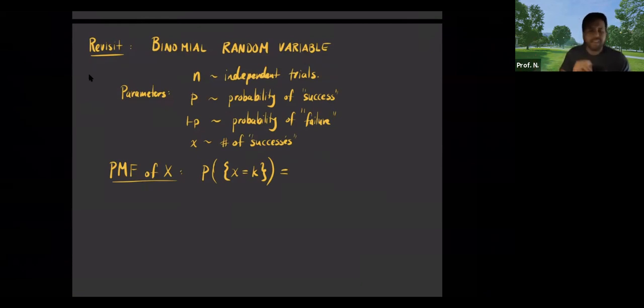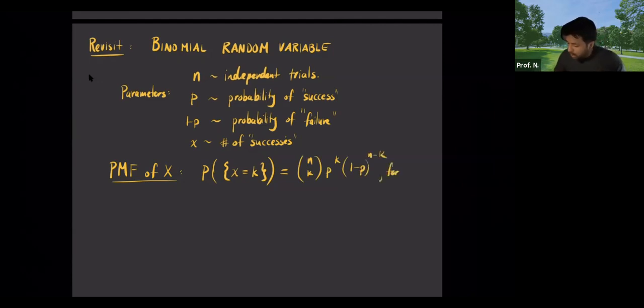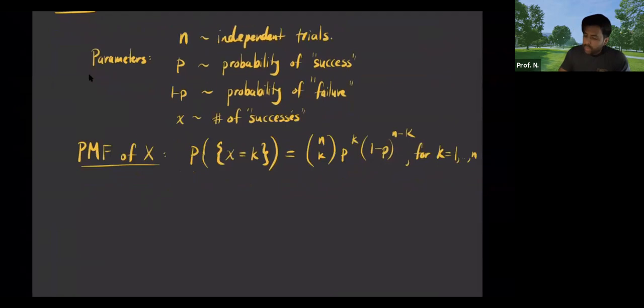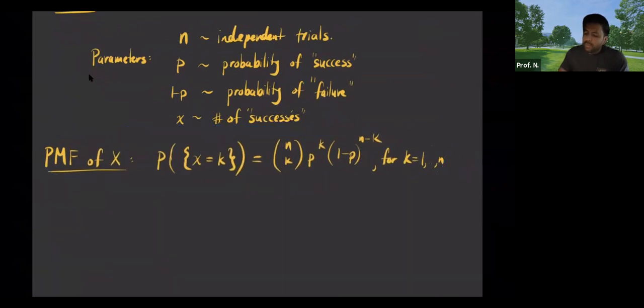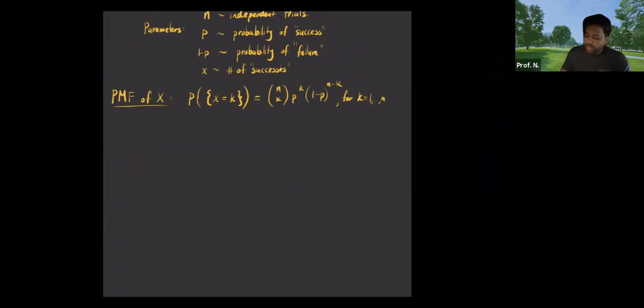So our PMF, if we have k successes amongst the n trials or the attempts that we have, it's equal to n choose k, p to the k power, 1 minus p to the n minus k power, for k equaling 0 all the way through n. We know this, right? Now, this is something that we already know. My question to you guys is, what's the expected value? What would be the expected value of the binomial random variable?